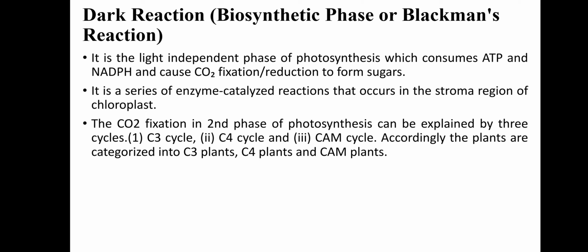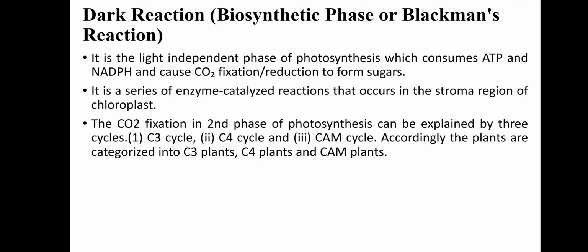Then the dark reaction. ATP and NADPH2 produced during the light reaction are finally consumed and help to perform the dark reaction. It is a light independent phase, but it consumes ATP and NADPH2 and causes CO2 fixation or reduction to form glucose or sugars. It is a series of enzyme catalyzed reactions, and it occurs in the stroma part of the chloroplast. Light reaction occurs in the thylakoid membrane, but the dark reaction occurs in the stroma.